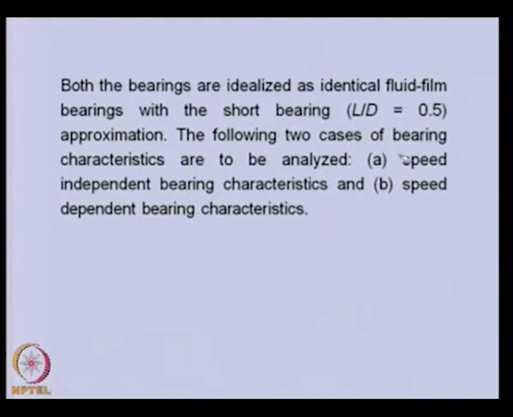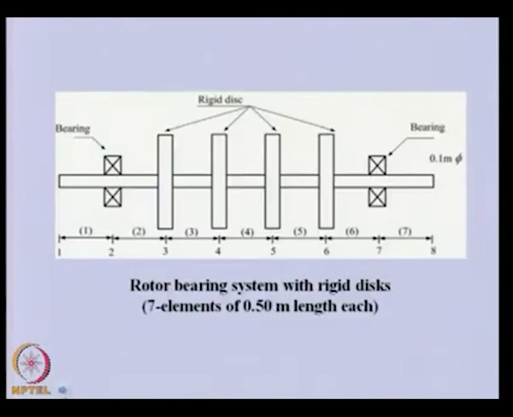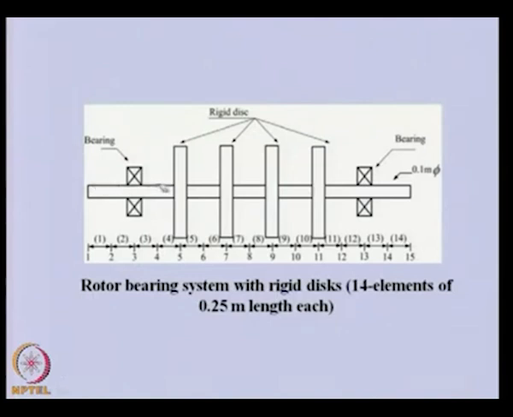We need to consider 2 cases. One is the speed independent bearing characteristic, in which we choose one set of bearing parameters and keep them constant while the speed changes. The other is the speed dependent bearing characteristic, in which we will vary the properties of the bearing with the speed. Just to show the convergence, we have taken 2 cases. One is where we have idealized this as 7 elements, and in the second case we have considered 14 elements. So, we have divided the various shaft segments into 2, so that the number of elements becomes 14.